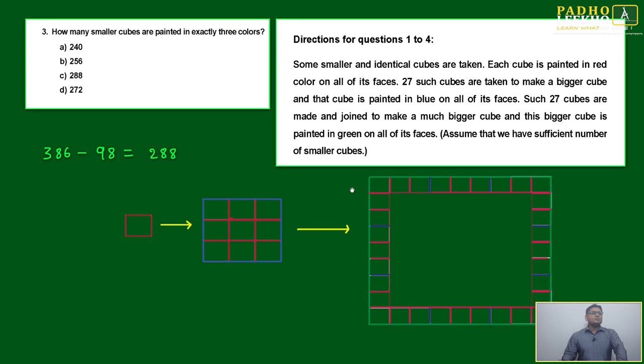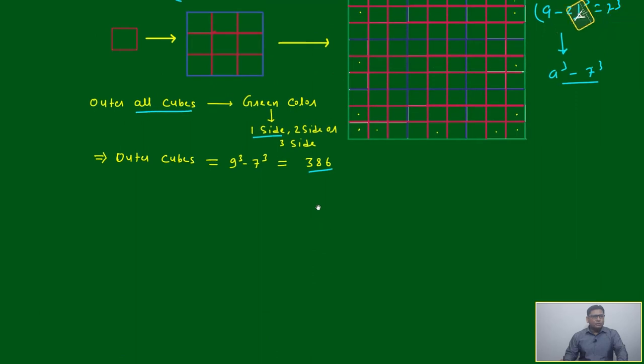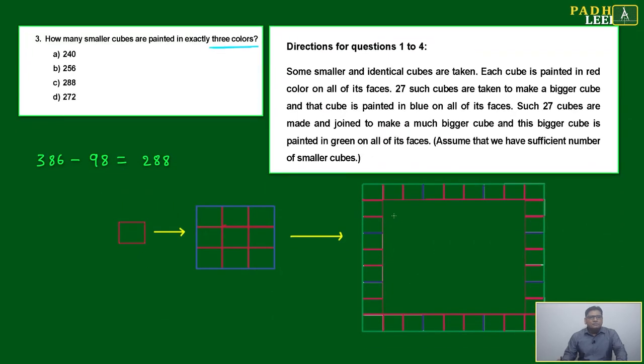Next, how many smaller cubes are painted in exactly 3 colors? Complicated question, or we can say a tough question. This question we can reduce our effort by one lateral thinking. How will we put lateral thinking? Whatever number of cubes we have counted here, 386, the possibility is there in these 386 cubes only. Few cubes, or maybe 200, 300, whatever, will be there which are painted by all three colors, which are lying here somewhere in between.